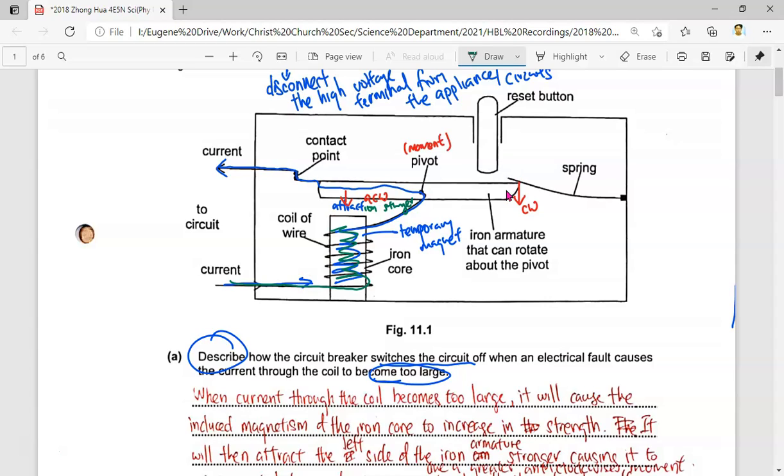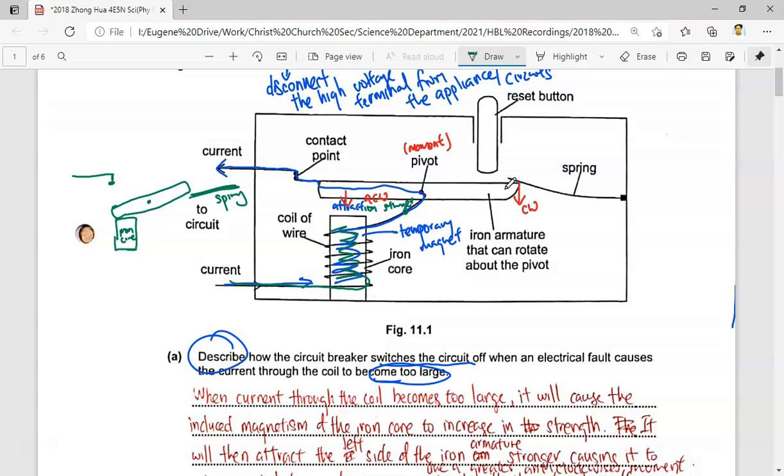So you will realize that if this is the contact point, the whole thing will suddenly look like this, touching the iron core, and the spring is actually like this. So this is how it will look when the current becomes too large.